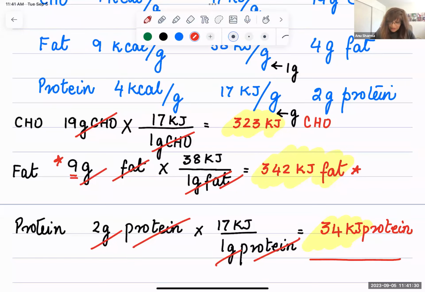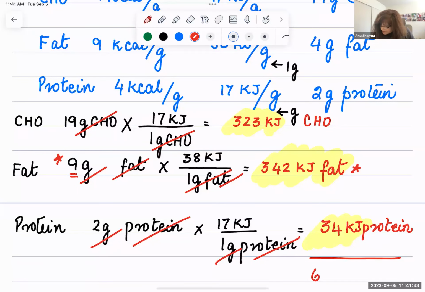Okay. So here you take 323 plus 342 plus 34, and you're going to get 699 total, 699 kilojoules of heat or energy, right? So this is how they calculate on the energy bar. So this is all interesting biochemistry. Biochemistry is really very interesting, but this is what they do.